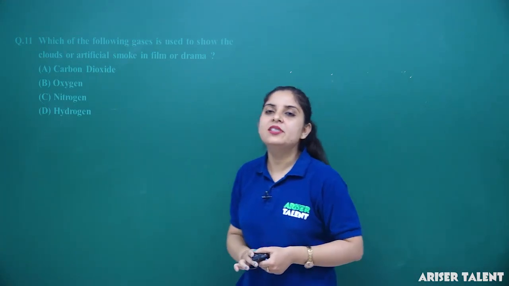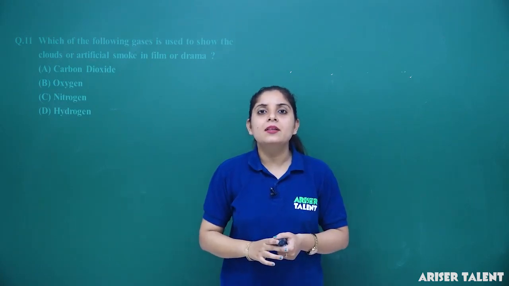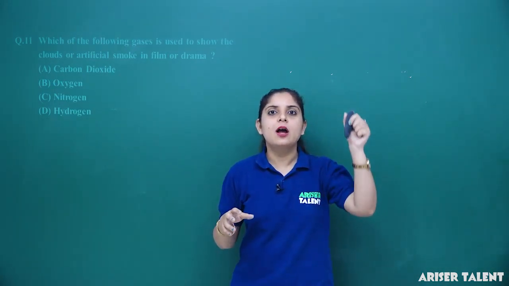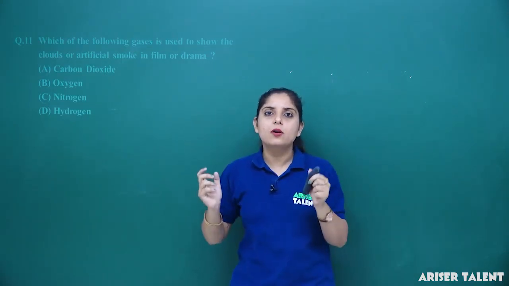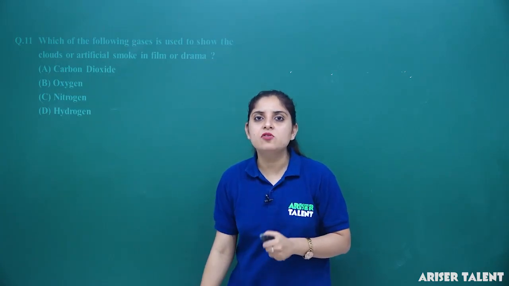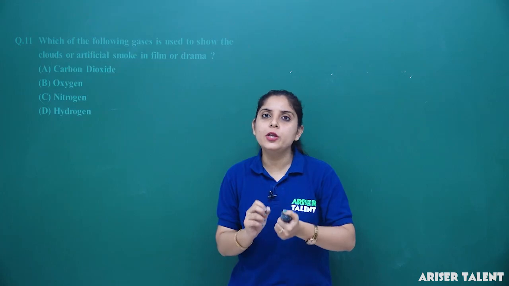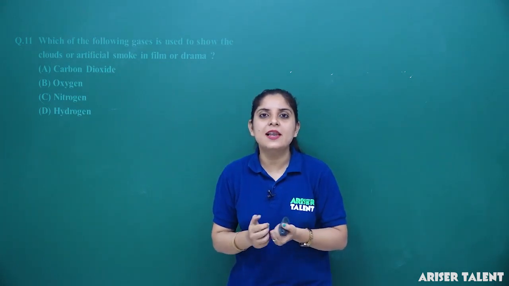So, this is a very interesting question. Whenever you see any movie or a drama, there is a gas which is used to show artificial things like artificial clouds, artificial rain, artificial smoke. Clear? So, which type of gas are they using? They are using a gas which is artificially made. The gas which they are using is oxygen, because oxygen is a life-giving gas.